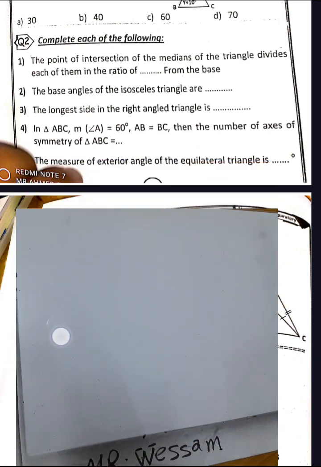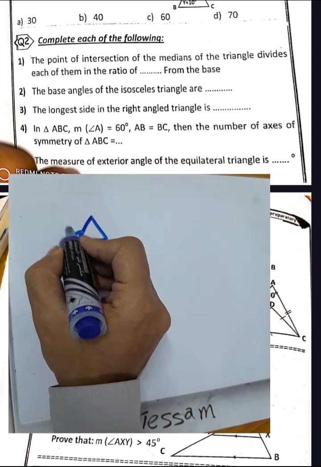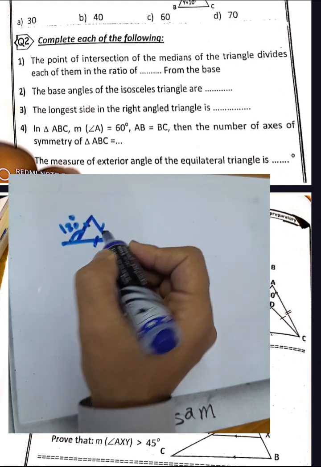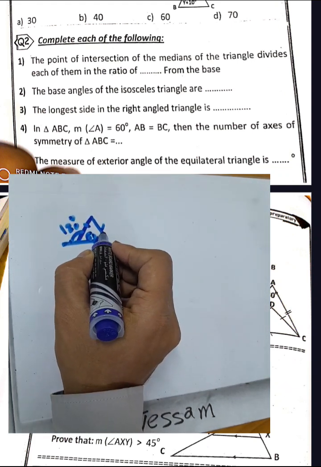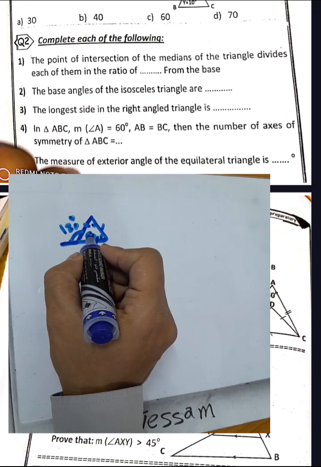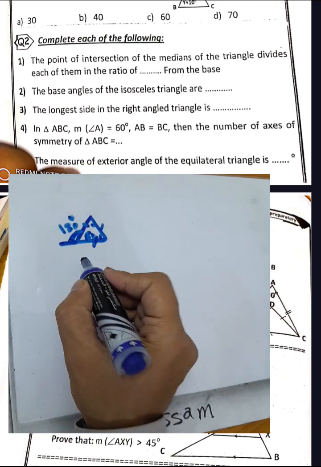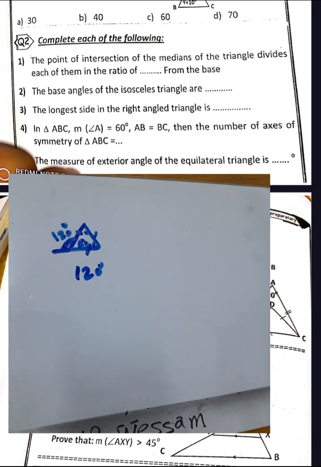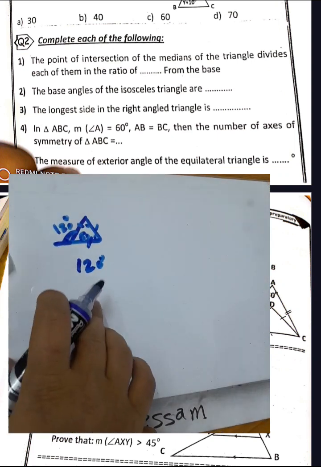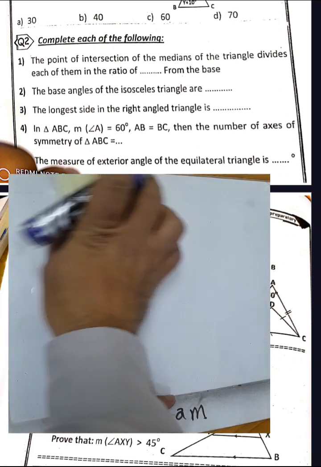Number 5. The measure of an exterior angle of the equilateral triangle is what? The exterior angle of the equilateral triangle equals 120 degrees, because the measure of each angle inside this triangle will be 60, then the outside angle here will be 120 degrees. Then the measure of an exterior angle of the equilateral triangle is 120 degrees.